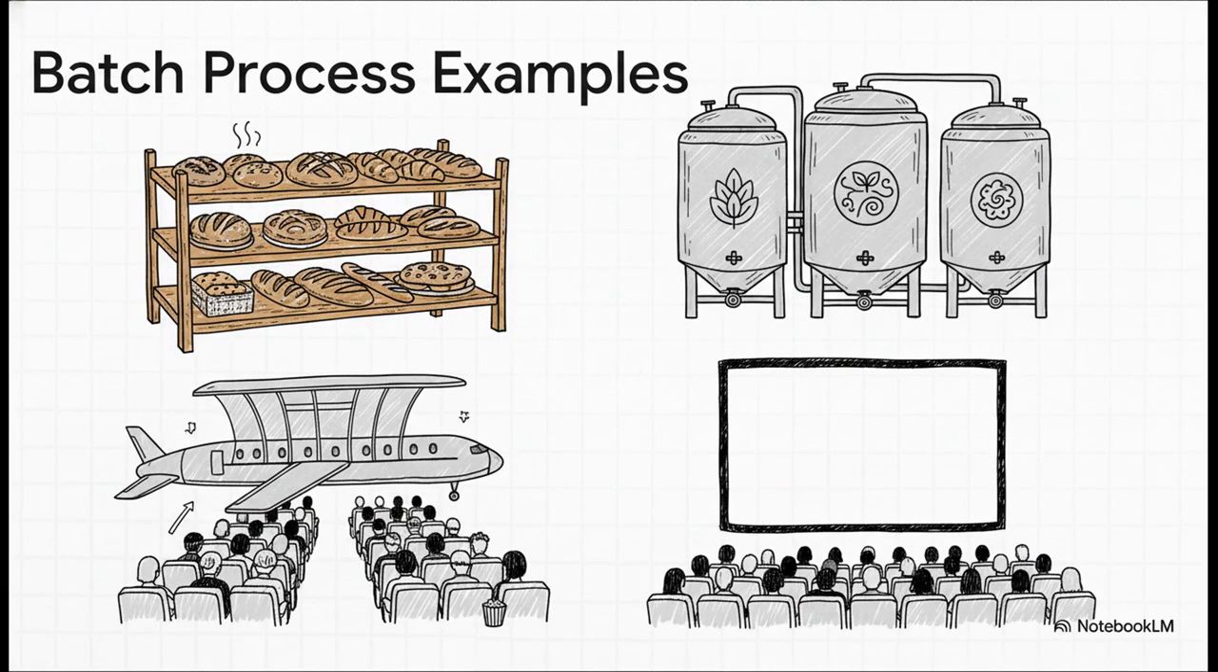You see this process everywhere. Think about a bakery. They'll make a batch of chocolate chip cookies, then switch over and make a batch of oatmeal raisin. Or a local brewery making a batch of their new IPA. In services, an airline flies a batch of people from Chicago to New York, and a movie theater shows a film to a batch of customers for the 7 o'clock show.